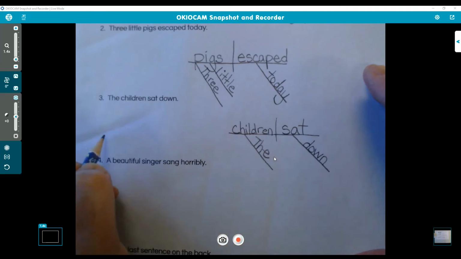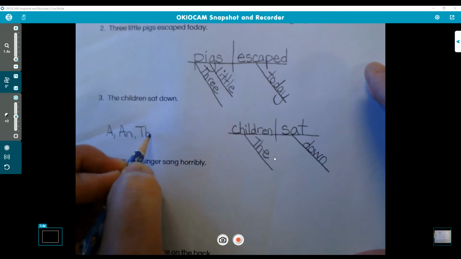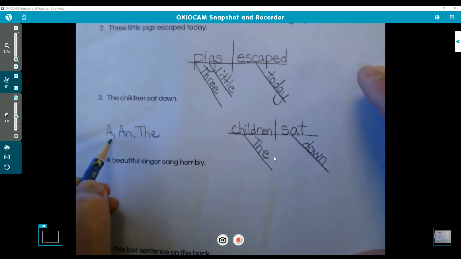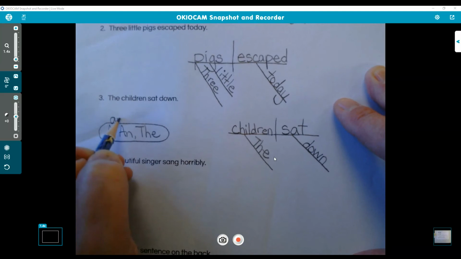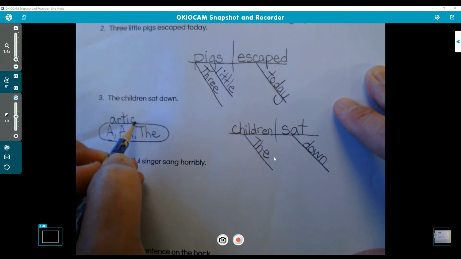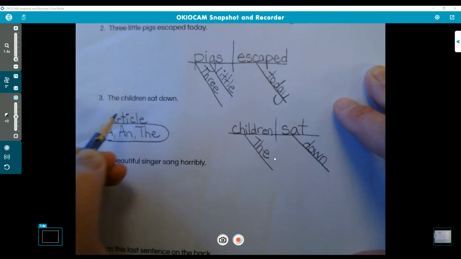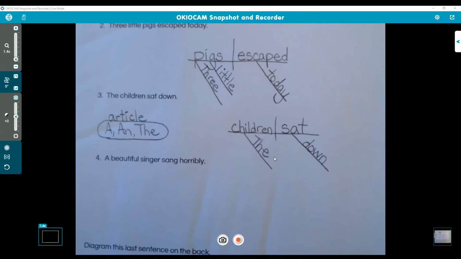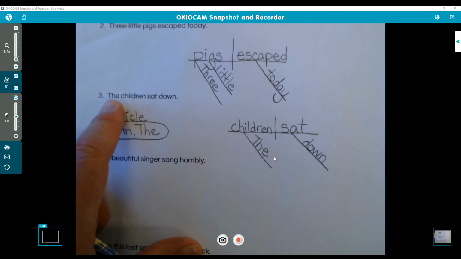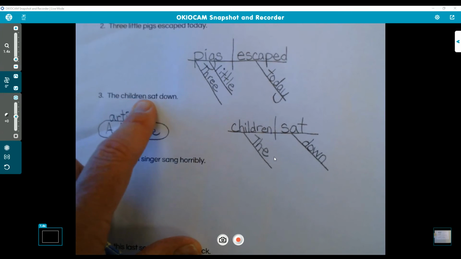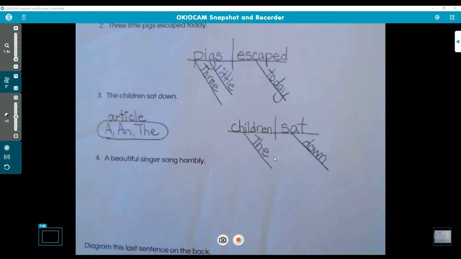Remember, scholars, the words a, an, and the are all called articles, right? Those articles are like noun bookmarks, noun markers. They're telling you a noun is coming in the sentence, right? So when you see a the or an a or an an, it means there's going to be a noun coming up. So we diagram them under the noun that is coming up in the sentence.